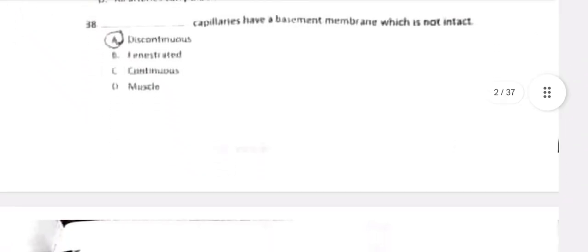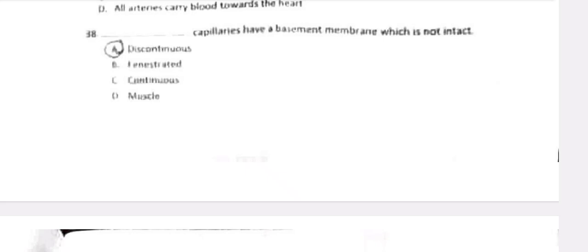Then question 38 is saying dash are capillaries which have a basement membrane which is not intact. So capillaries, remember, have just two things which are special. They only have one endothelial layer, with a basement membrane surrounding the endothelial layer, protecting it, of course, covered by pericytes. And then here they are saying that dash capillaries have a basement membrane which is not intact. So if the basement membrane of this capillary is not intact, it simply means that it has got pores, it has got holes inside.